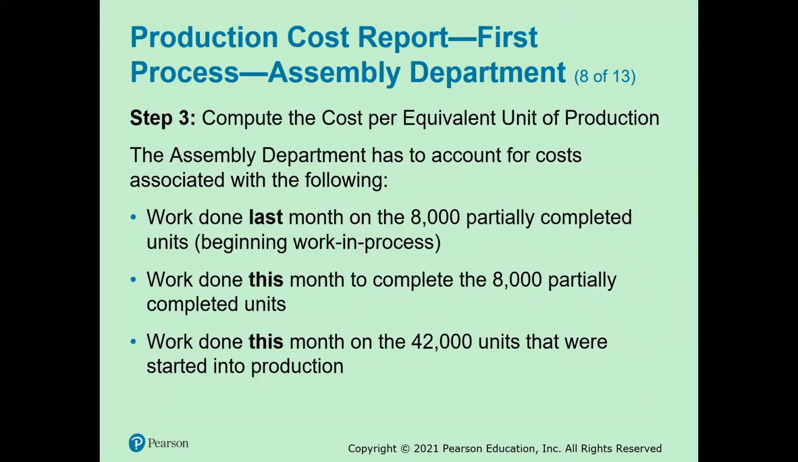The assembly department has to account for costs associated with the following. Step 3, compute the cost per EUP. That is, the assembly department has to account for costs associated with the following. Work done last month on the 8,000 partially completed units, which is the beginning work in process. Work done this month to complete the 8,000 partially completed units, and work done this month on the 42,000 units that were started into production.